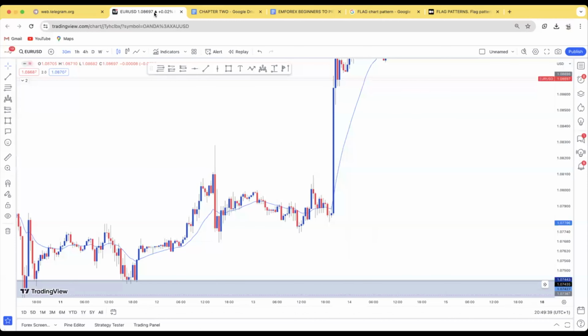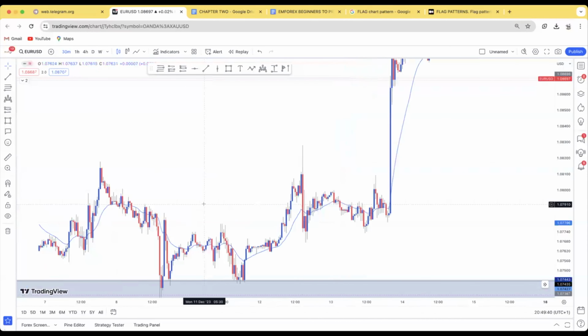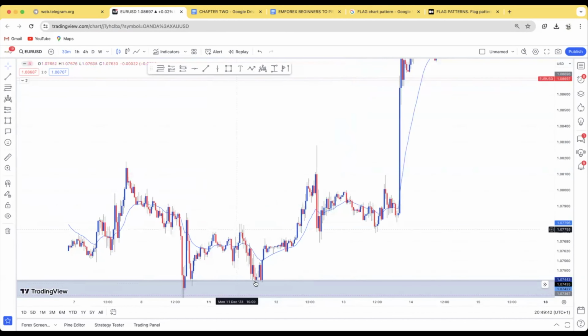So this is just a basic economic principle. When price is at a low price, buyers are willing to take price up. And when price is at a high price, sellers are willing to take price down. So there are certain levels where buyers and sellers are actually interested in moving price.